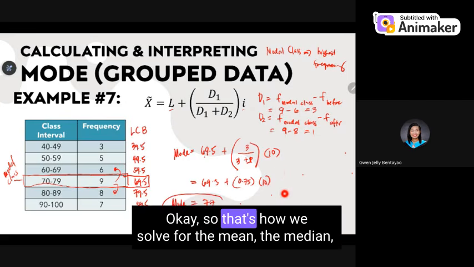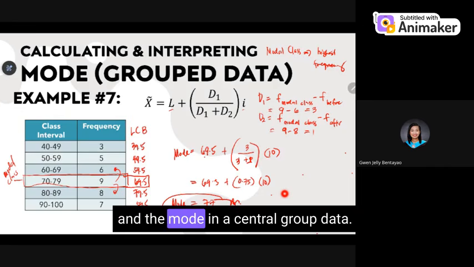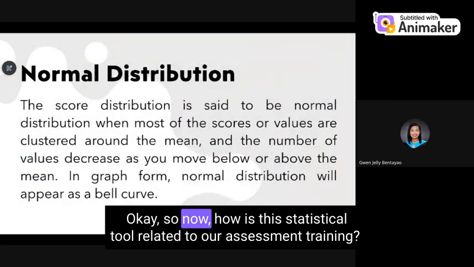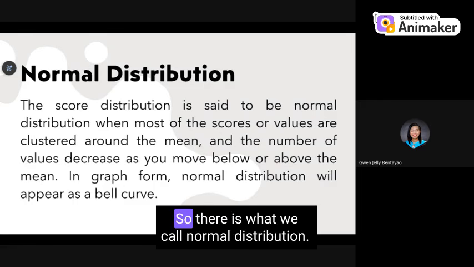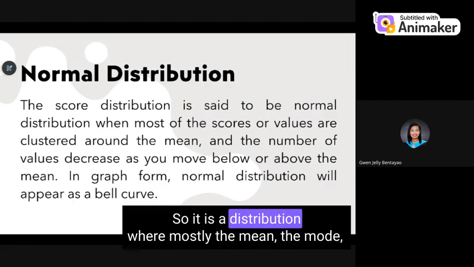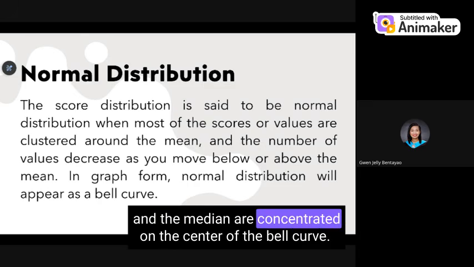Okay, so that's how we solve for the mean, the median, and the mode in grouped data. Now, how is this statistical tool related to assessment of learning? There is what we call normal distribution. It is a distribution where the mean, the mode, and the median are concentrated at the center of the bell curve.